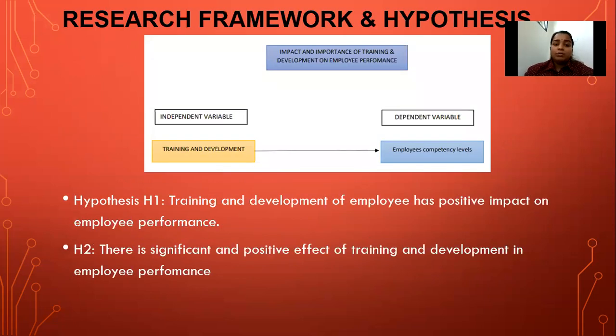Next, we will move on to the research framework and hypotheses. This is my research framework, where the independent variable is training and development and the dependent variable is employee competency level. For the first hypothesis: training and development of employees has a positive impact on employee performance. The second hypothesis: there is a significant and positive effect of training and development on employee performance.